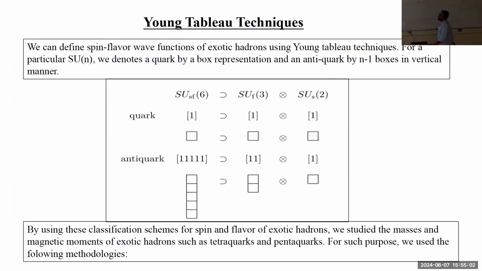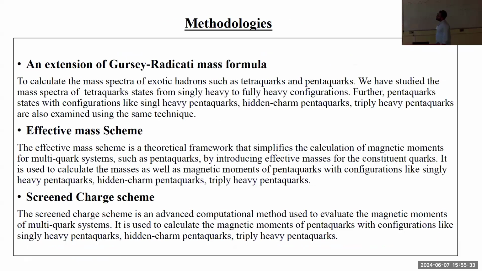Again, using the Young-Tableau technique, we can define the spin-flavor wave function. In each SU(n) representation, we denote a quark by a box and an antiquark by n-1 boxes in a vertical manner, as I have shown for the different special unitary representations. By using these schemes of special unitary representation and Young tableau, we classify the exotic hadrons into different flavor multiplets. So these are the 3 different methodologies I have used.